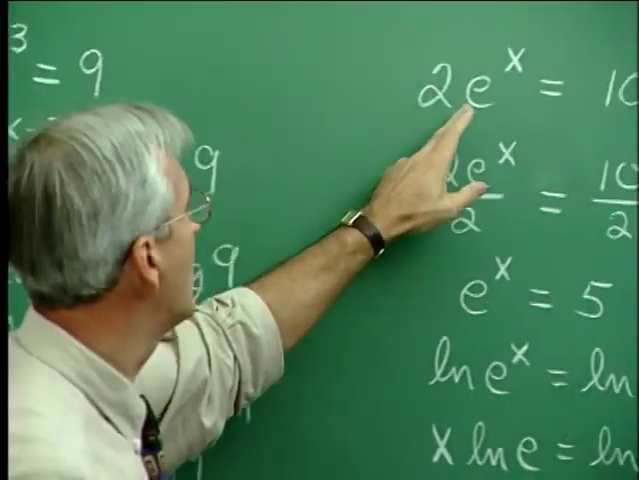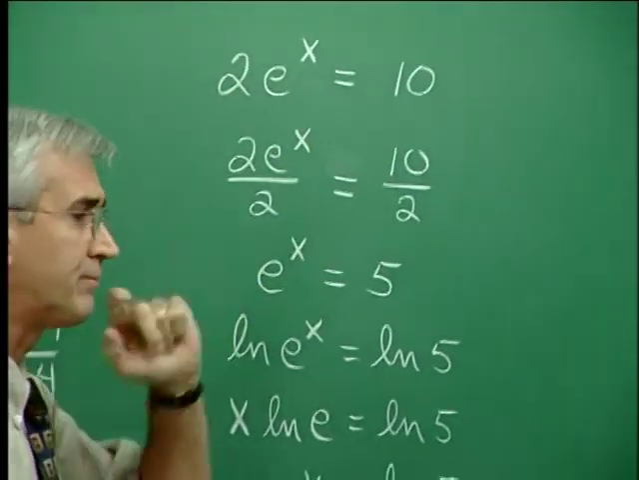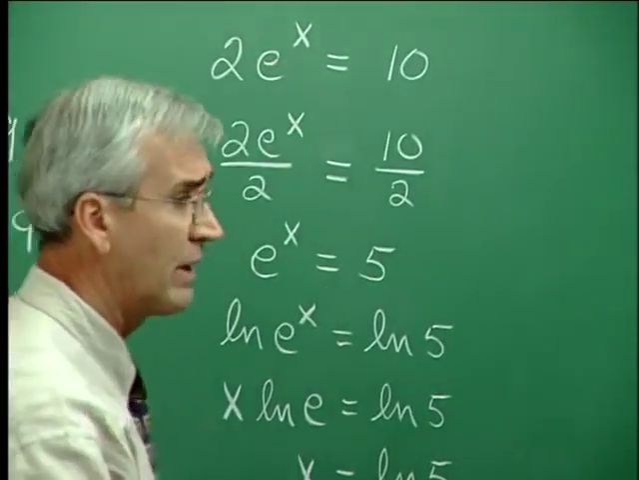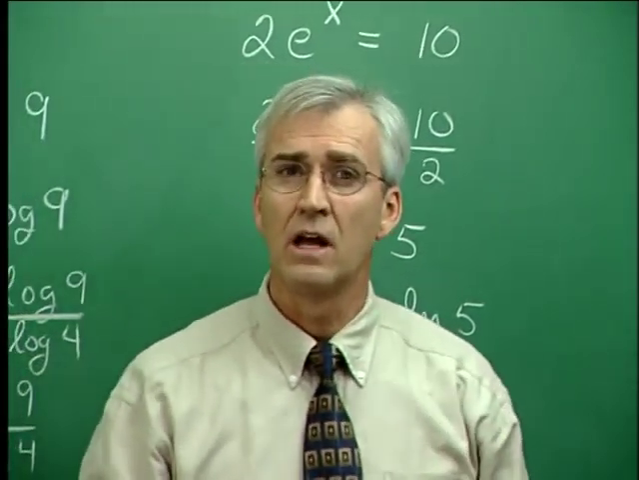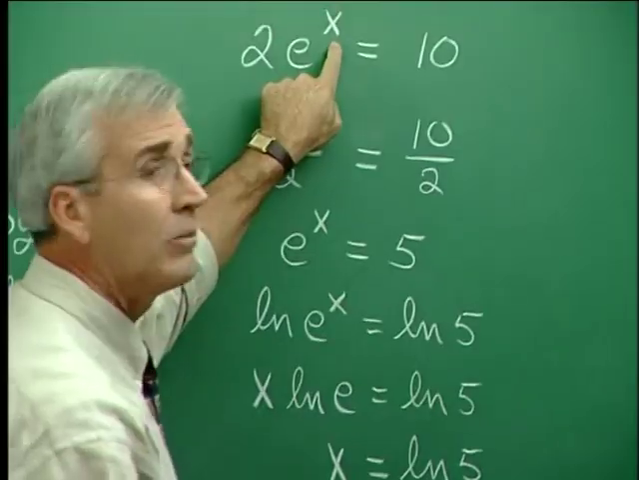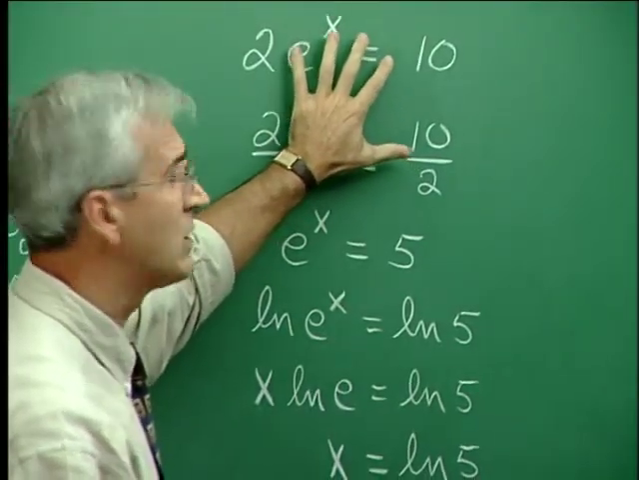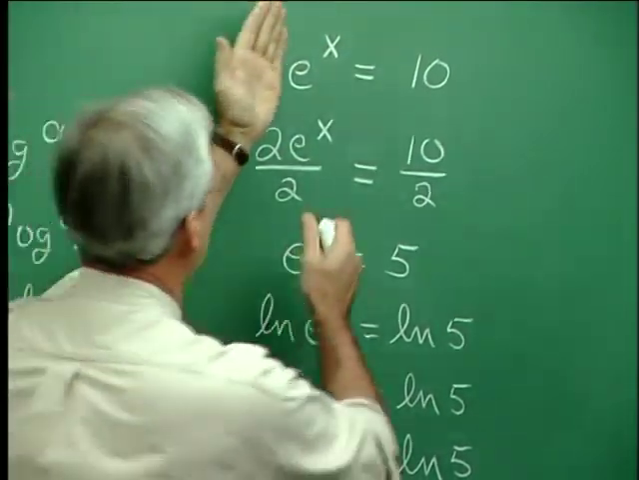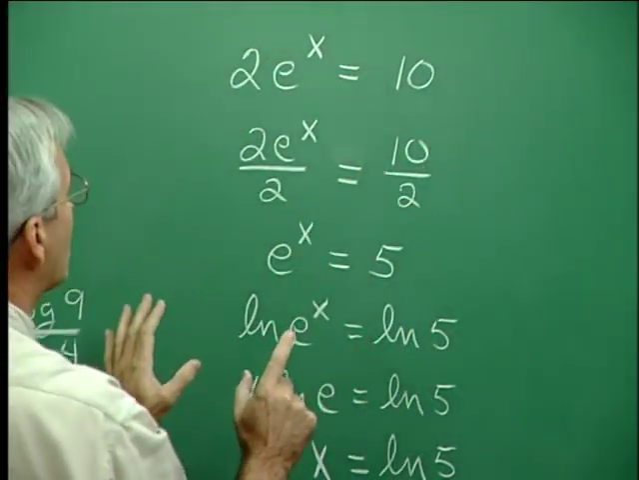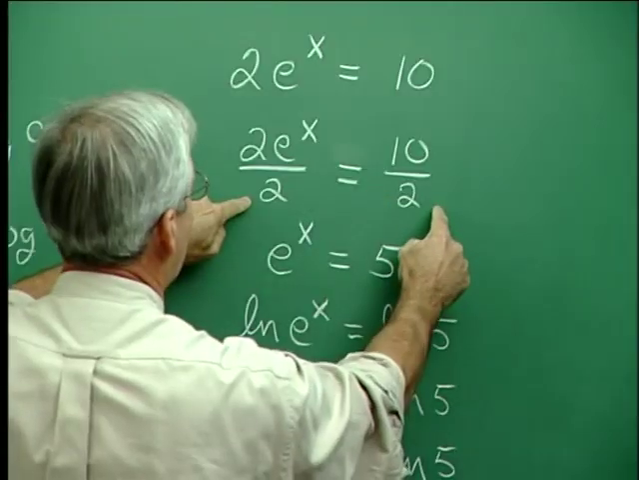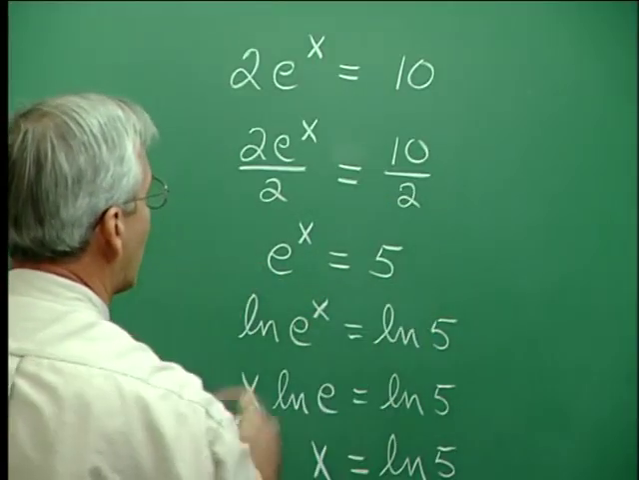Here we have 2e to the x power equals 10. Now, don't be too concerned with the e business. It's just a constant, you see. It's just a constant that has an exponent with a variable in it. So we have an exponential equation here. Now, we'd like to isolate this e to the x power before we use this ideal logarithm. So we'll divide on both sides by 2, finding e to the x to be equal to 5.